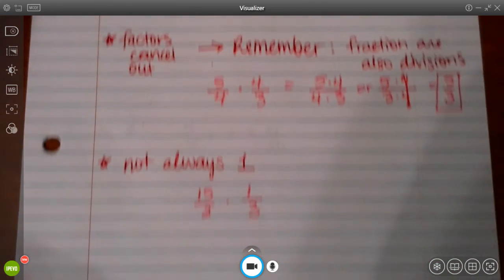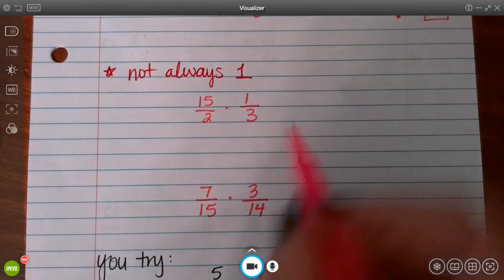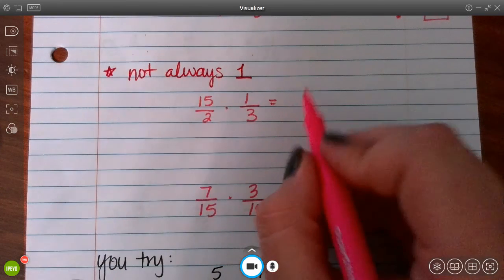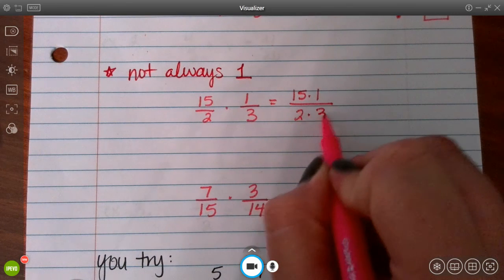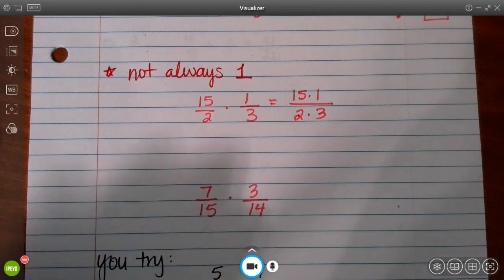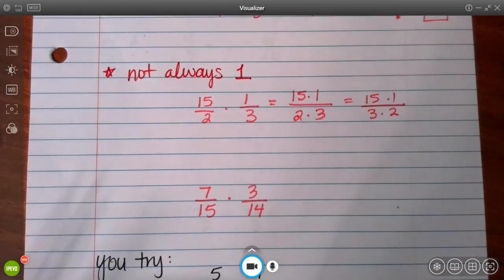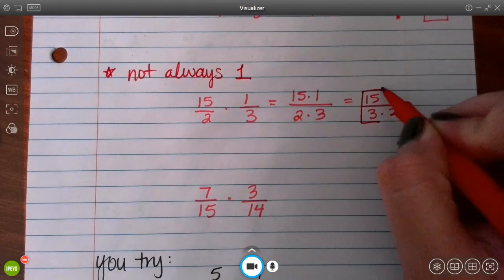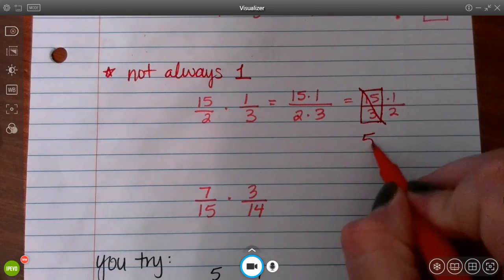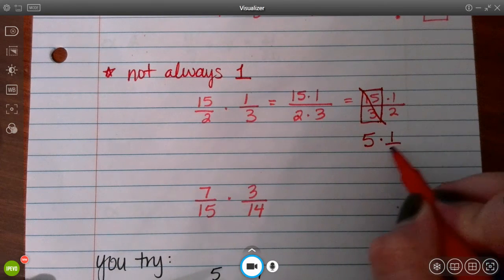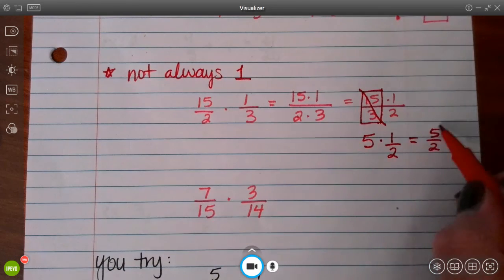Sometimes it's not always 1 when we factor things out. Look at these two examples, for instance. I'm going to solve these the same way. I am going to multiply 15 times 1 and 2 times 3. You'll notice when I rewrite them that 15 and 3 we can simplify. In fact, if you do 15 divided by 3, you get 5. So really, this is 5 times 1/2, or 5/2.